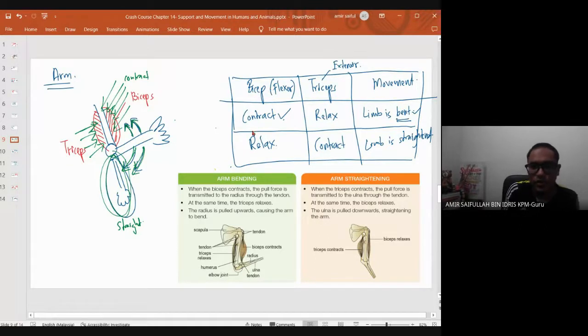Okay, so you can do this table. In order to memorize this one, you must do this table. So bicep is known as flexor. Tricep is extensor. So when bicep contracts, tricep of course will relax. So the limb is bent. When tricep contracts, bicep relaxes. So when tricep contracts, the arm is straightened. Okay guys, clear? That's all.